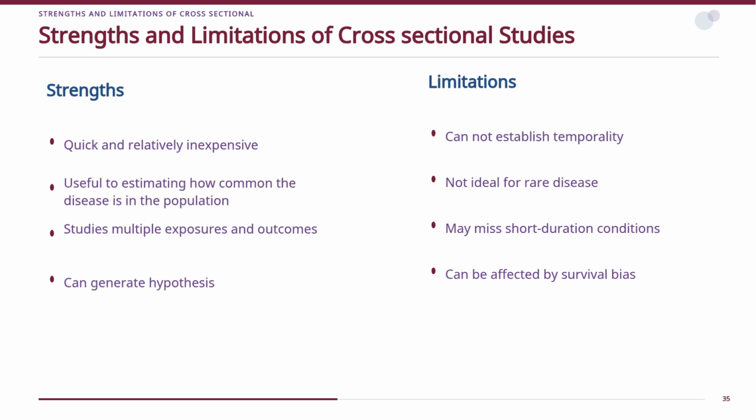However, cross-sectional studies also have important limitations. Because the exposure and outcome are measured at the same time, it is often difficult to know which came first. This problem is called lack of temporality, and it makes it difficult to establish a cause and effect relationship. Cross-sectional studies are also less useful for rare diseases or conditions of short duration, and they may be affected by survival bias because people who live longer with a disease are more likely to be included in the study.